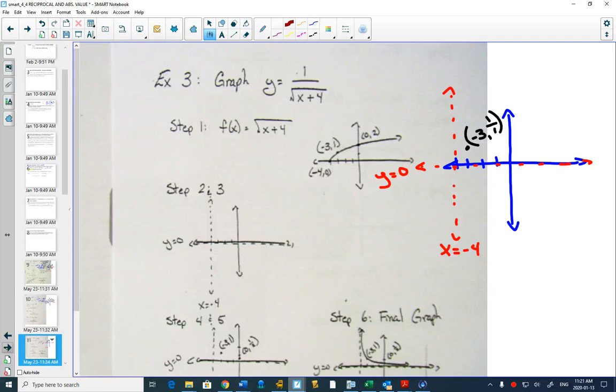So when I get to (0, 2), I now have (0, 1 over 2). If you wanted to do another nice point, you can. You can do as many nice points as you want. Can you see, though, that you probably have enough to graph it? It's going to go towards our asymptote here and towards our asymptote there.